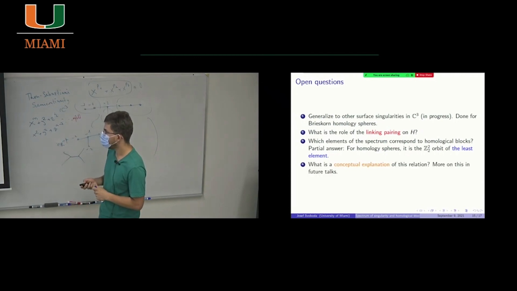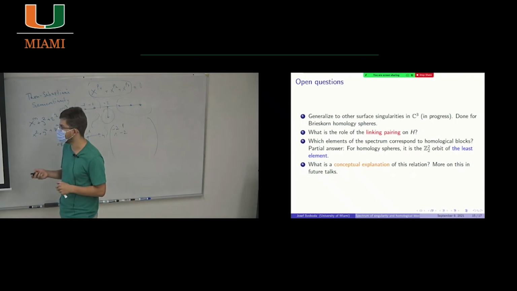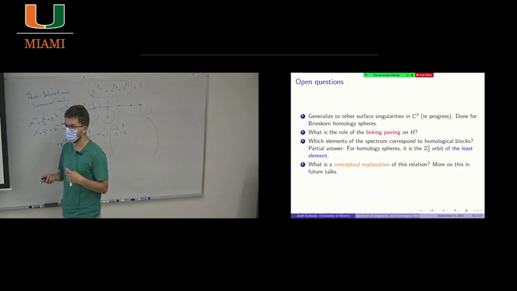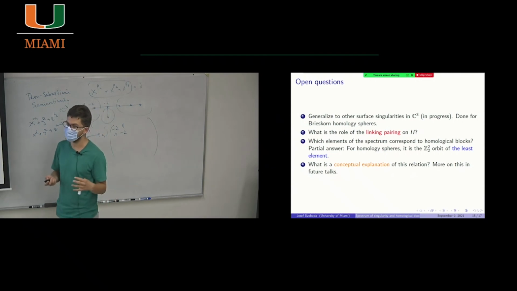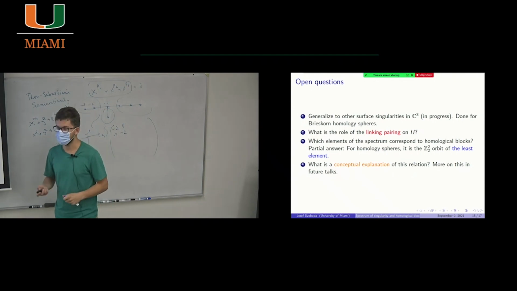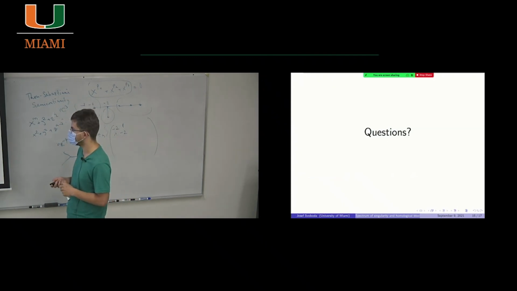And then of course the most important question is: what is the conceptual explanation of this surprising relation? Here we have very complicated three-manifold invariants, and it seems that they are related to the Steenbrink spectrum, but of a different singularity. So we should ask if there is something deeper hidden in it. I hope there will be more in future talks. So are there any questions?